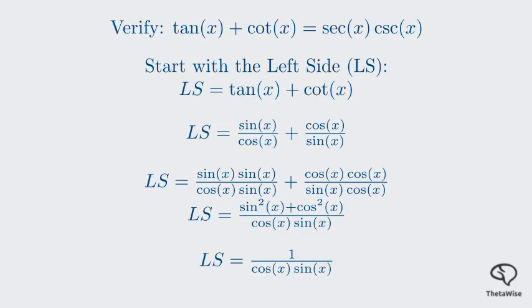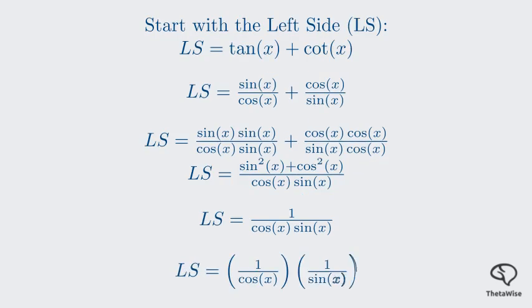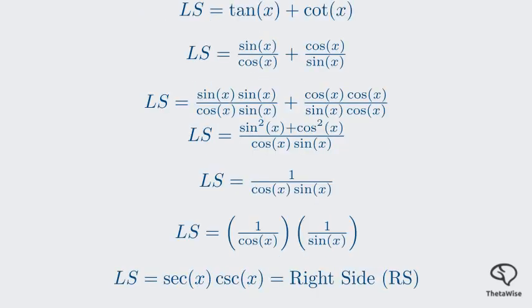We're almost there. We can split this fraction into 2. This is the same as 1 over cosine of x times 1 over sine of x. Now we use our reciprocal identities. 1 over cosine is secant, and 1 over sine is cosecant. So our left side simplifies to secant of x times cosecant of x.